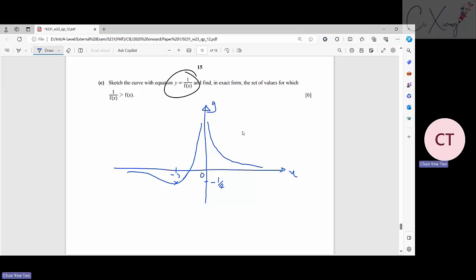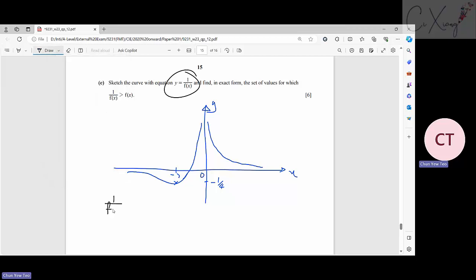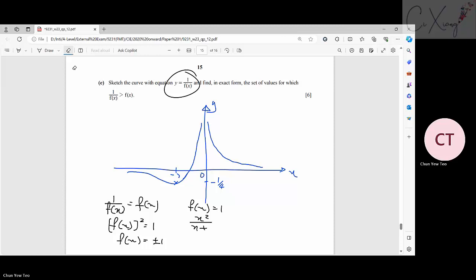Now for the last part, they want 1 over f(x) greater than f(x). So we let them equal first. So you have f(x) squared equal to 1. Then you have f(x) equal to plus minus 1. So from here you have f(x) equal to 1, which means x squared over x plus 1 equal to 1. Then you have x squared minus x minus 1 equal to 0.